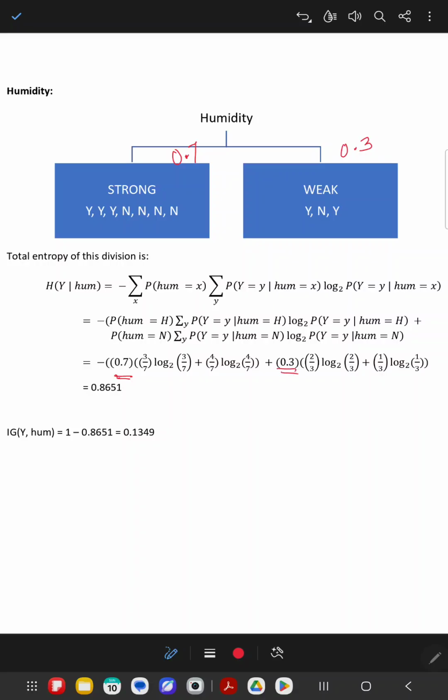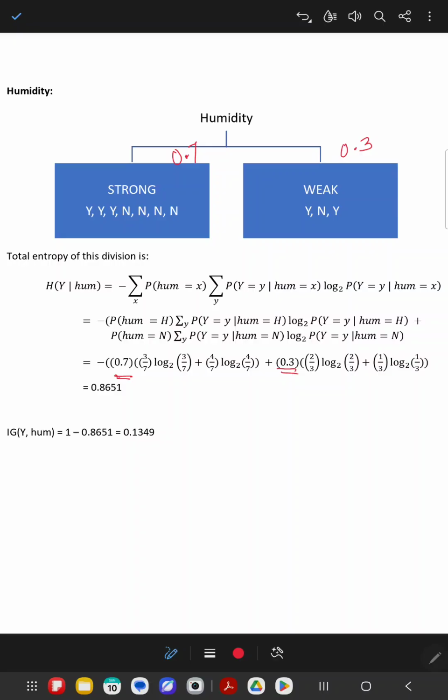Inside strong you can see 3 of the rows are yes and 4 of them are no. So 3/7 is the probability of yes, multiplied by log base 2 of 3/7, plus 4/7 is the probability of no, multiplied by log base 2 of 4/7. Similarly for weak, the probability of yes is 2/3, so 2/3 log base 2 of 2/3, plus 1/3 times log base 2 of 1/3. The answer will come out as 0.8651.